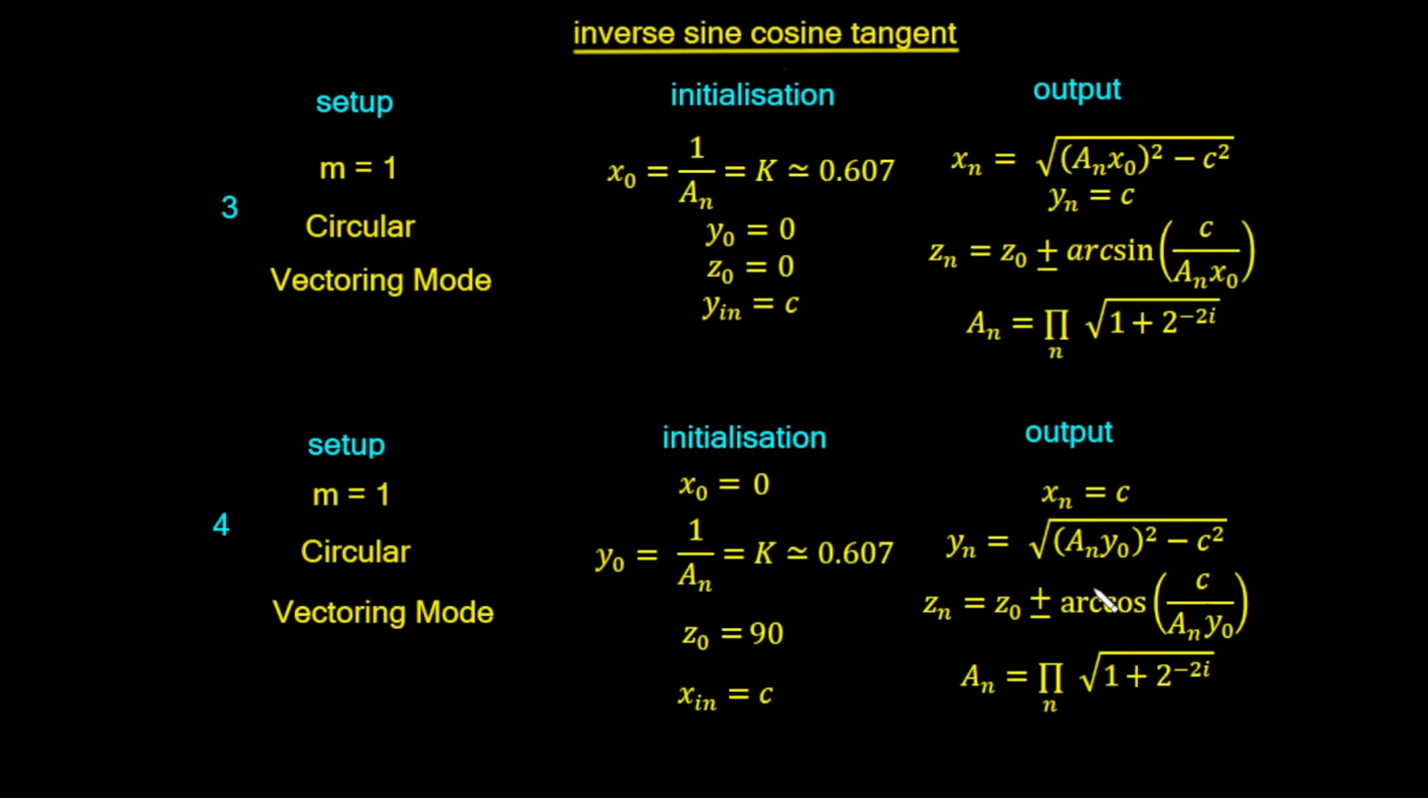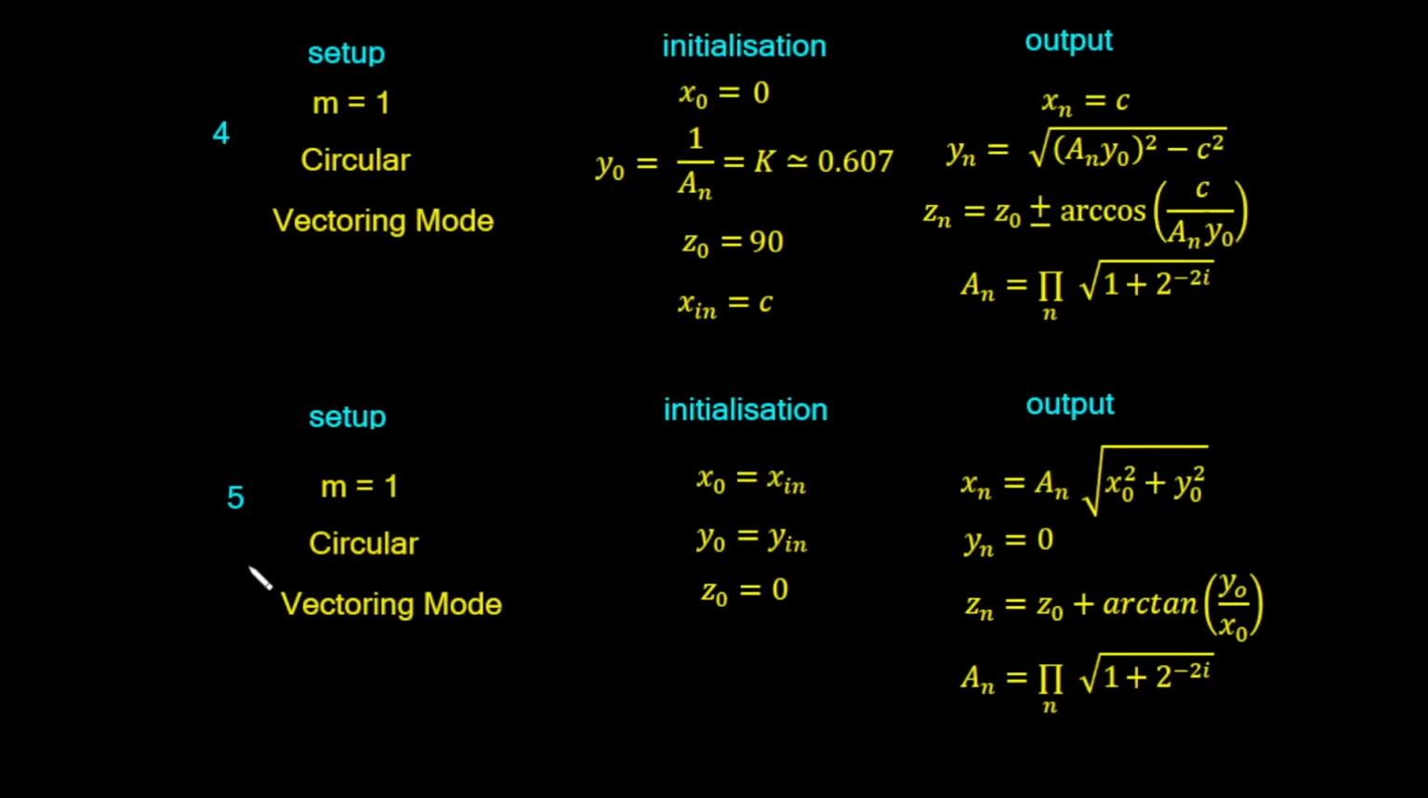So let's look at the final one, which will be our arc tangent. So for our arc tangent, our setup remains the same. M is equal to 1, so it's circular, it's in vectoring mode, and we have our x0 and y0 are values x and y, and z0 is equal to 0, and this will give us the arc tan of y0 upon x0.